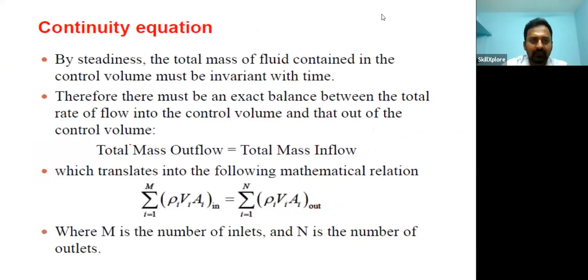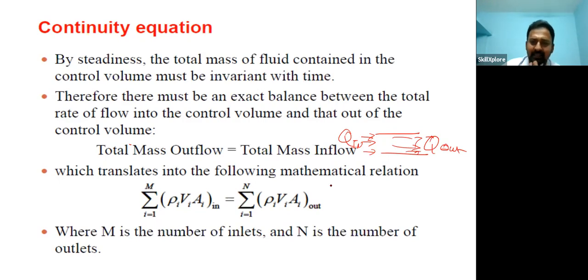So the next thing is the continuity equation. Okay. The continuity equation tells you a simple thing: the total mass outflow is equal to the total mass inflow. So if we have a pipeline, the flow Q given here, which is Q in, is equal to Q out. Okay, these two are equal.